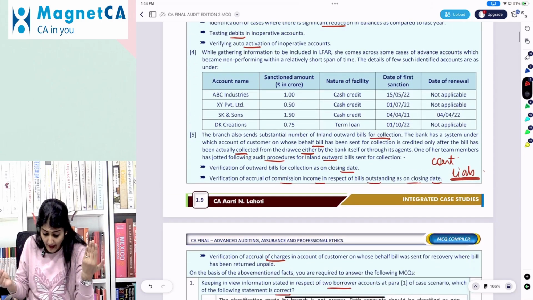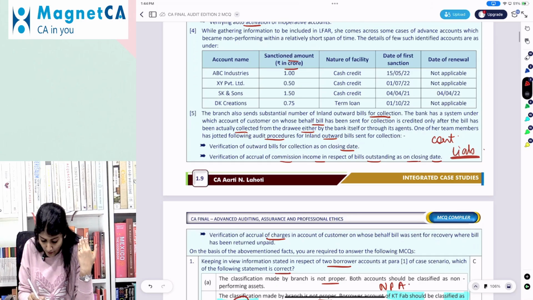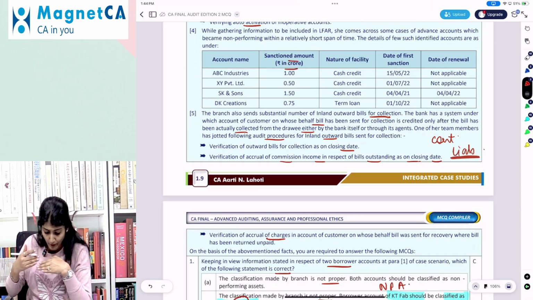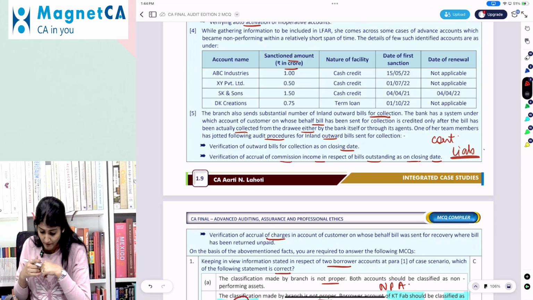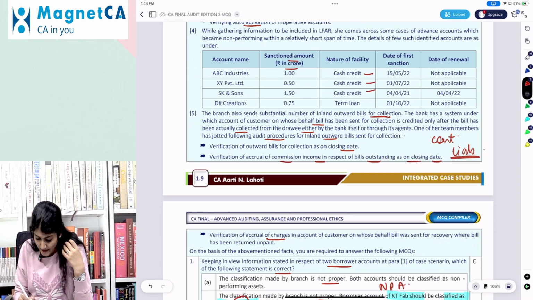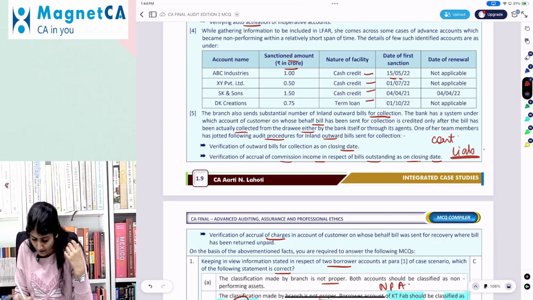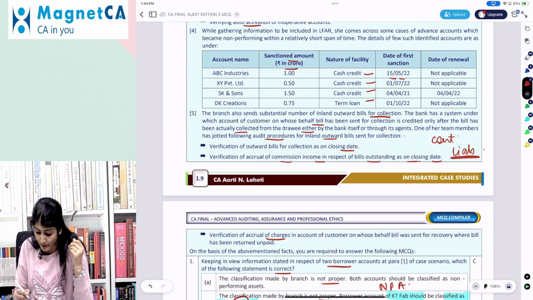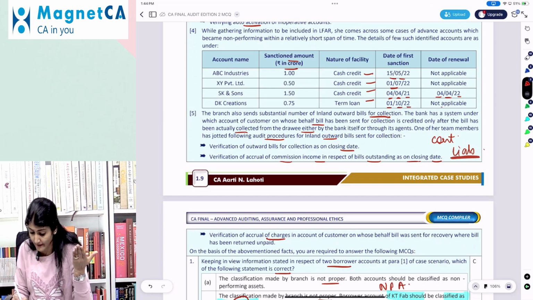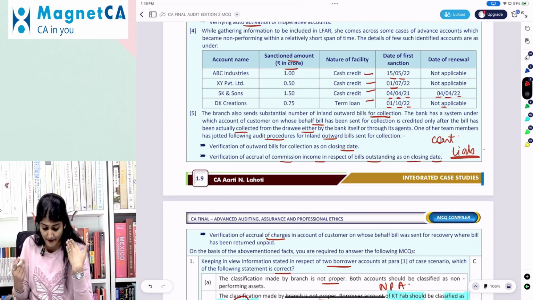While gathering the information, the sanctioned amounts in rupees crore are 1 crore, 0.5, 1.5 and 0.75. It's a cash credit, cash credit, cash credit, and the term loan. What is the date of the first sanction? 15th of May 2022, then 1st of July 22, then 4th of April 21, and date of renewal 4th of April 22. Then DK Creations 1st October 22, and the date of renewal is not applicable there.